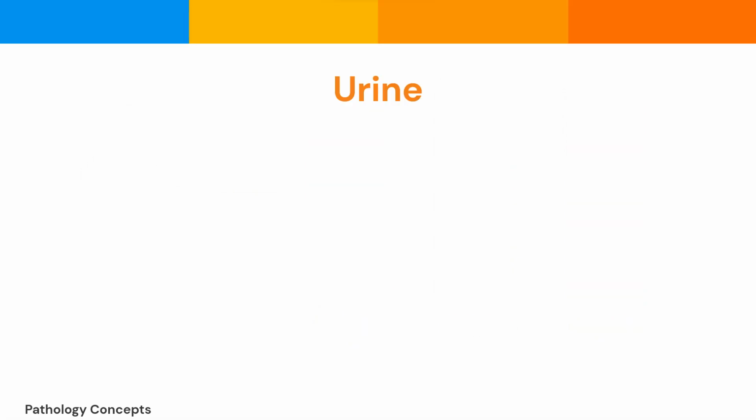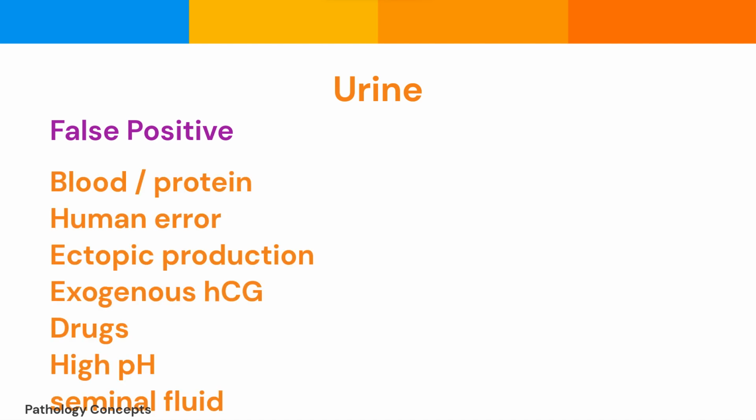There are certain limitations of urine hCG tests. In the urine, false positive can occur due to blood or protein in the urine, or due to human error in result interpretation, or ectopic production of hCG, or exogenous hCG given, or certain drugs like aspirin, carbamazepine, methadone, high urinary pH, and seminal fluid.